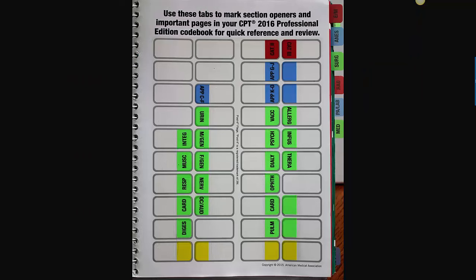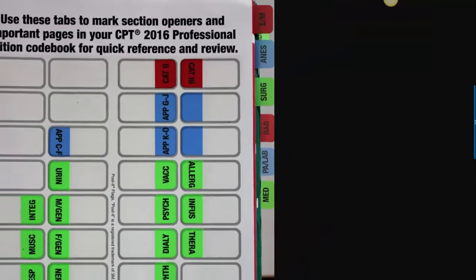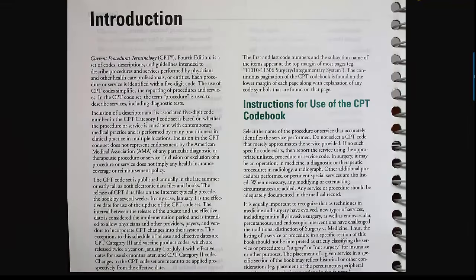On the next page you can see that you have tabs. I recommend that you use these when you're starting out. I have added some to my book to show you how you can add them, but you can add them any way you like.